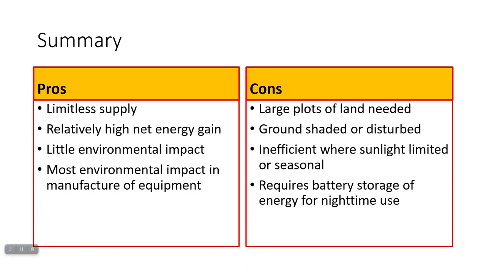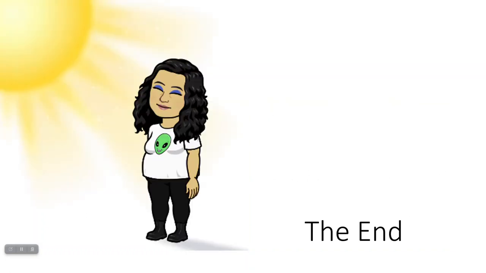As for cons, if you're trying to have a solar farm, that can need large plots of land, which would then shade the ground or disturb it. It's inefficient in some areas, so you have to be in a particular area with a lot of photovoltaic potential in order to take advantage of solar power. And then you have to have some sort of storage, maybe a battery of some sort, to store energy for nighttime use since you can't get solar power during the night, obviously.